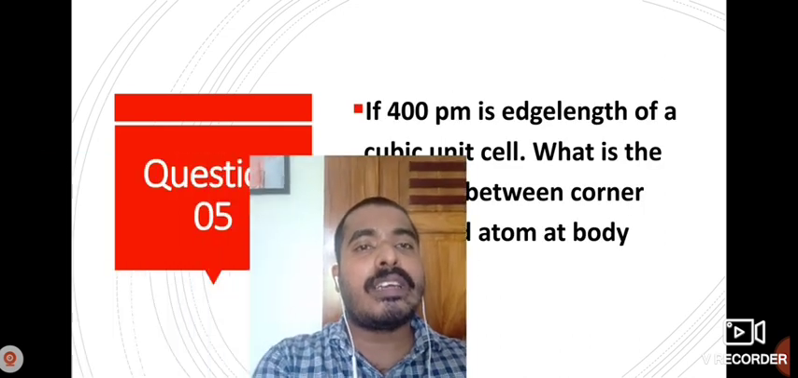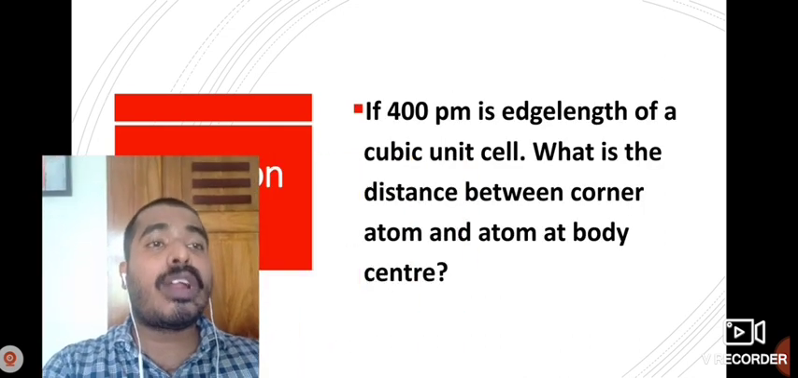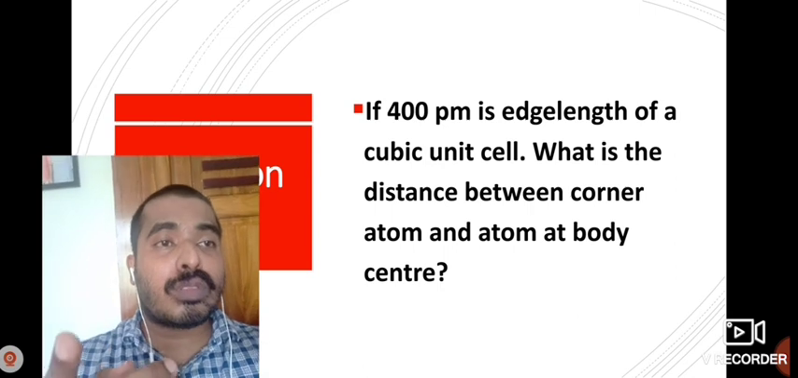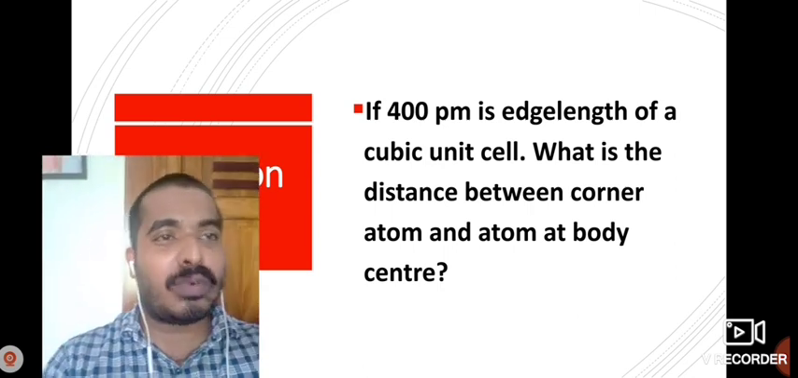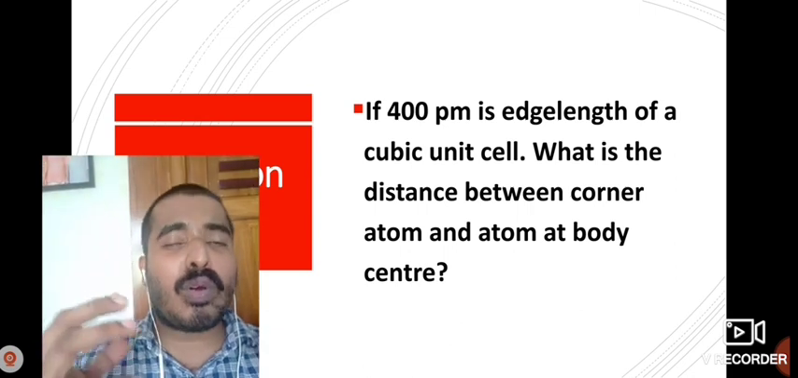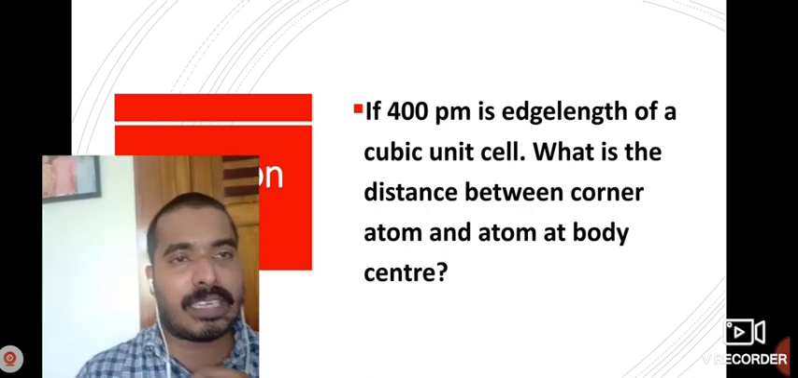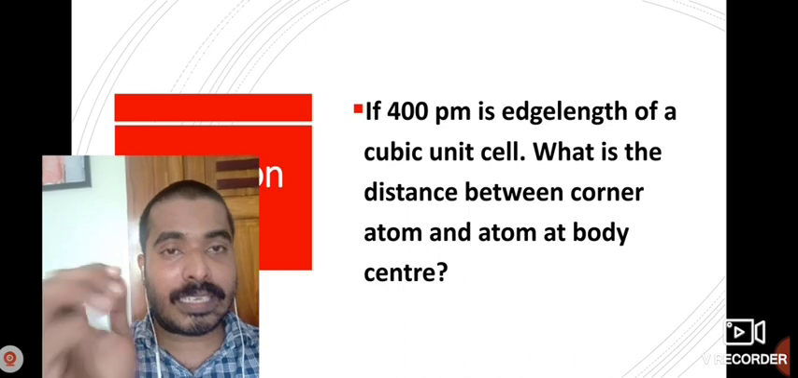So next question, fifth question. If 400 picometer is the edge length of a cubic unit cell, what is the distance between the corner atom and the center atom, the atom at the body center?